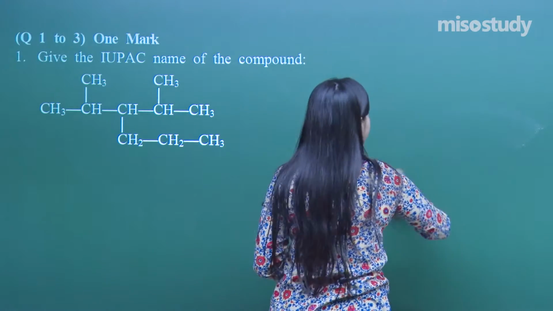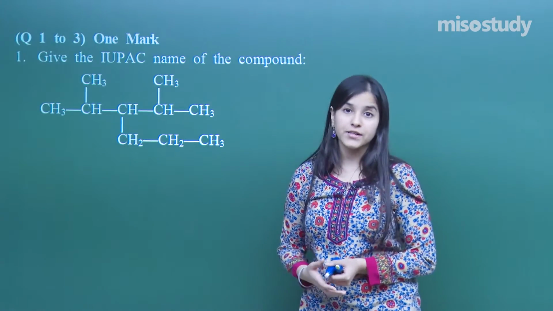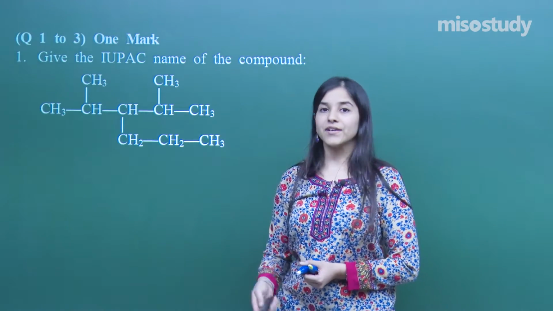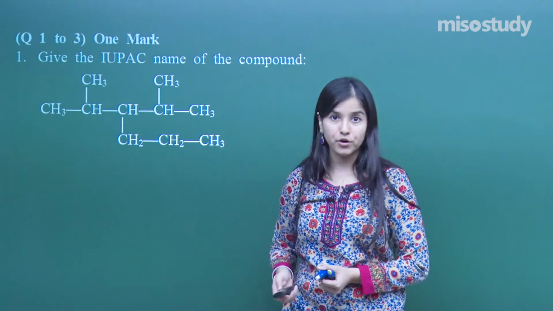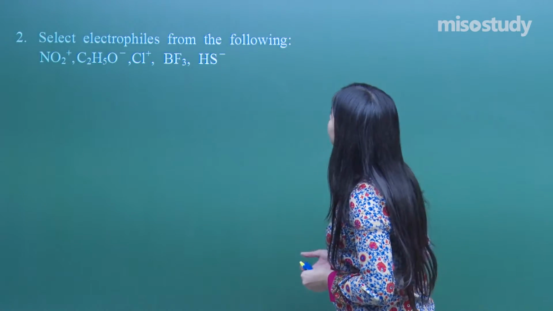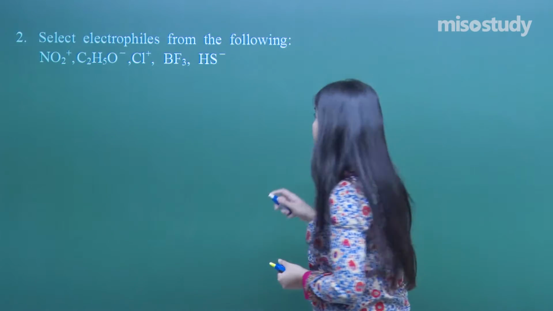So you have to again keep in mind all the rules for IUPAC naming. Many of the questions arise from this, and not only in this chapter, but each and every organic chapter is important from the perspective of IUPAC. Second question: select electrophiles from the following. So these are the species given. What are the electrophiles? First of all, you have to judge.